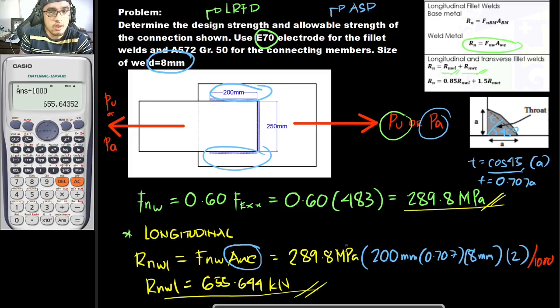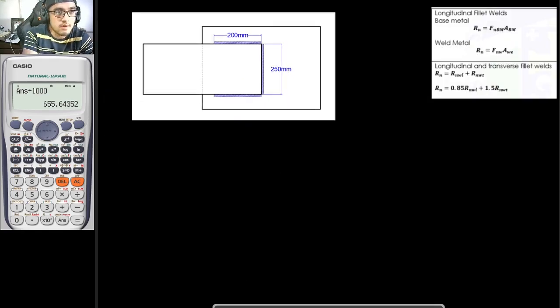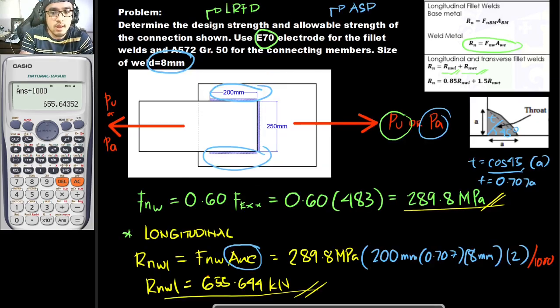How about for the transverse weld? So I would just be copying this to our next slide. So once again, it is the same as with this. So for our RNWT, this is the transverse strength of the welds. Similarly, F NW times AWE. So this is equal to, once again, our strength of 289.8.